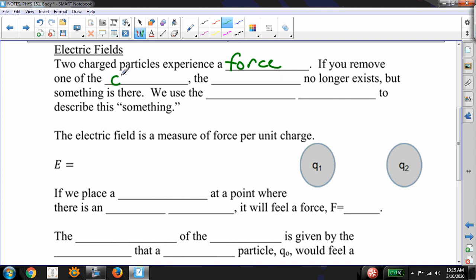If you remove one of the charges, the force no longer exists. Remember how many charges you have to have in order to have an electric force? You have to have two charges. That was true for other things too, like gravitational forces. You have to have two masses. In order to have a contact force, you have to have two surfaces contacting one another. So that's always been true, and it's true for charges too. So if I take away one of the charges, the force no longer exists, but something is there. And we use the electric field to describe this something.